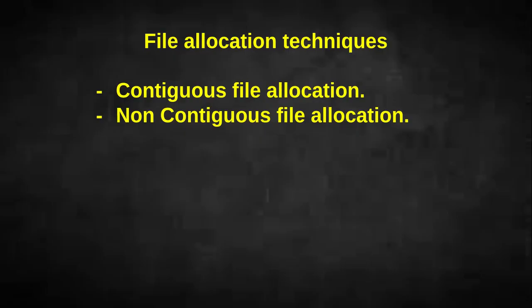There are different types of file allocation techniques, or different methods by which your file system can decide how to store your files or how it was implemented. Each file system is implemented differently, and there are different ways in which they can decide how they will store your files. So the two methods are the contiguous file allocation and the non-contiguous file allocation.